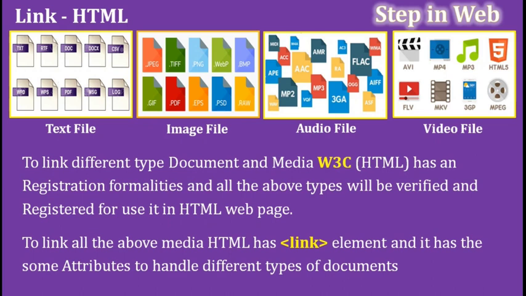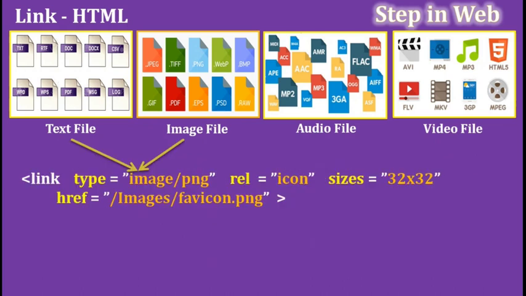It has some attributes. With those attributes, it will understand what type of document this is and what the format of the document is. Then, accordingly, it will communicate the instruction to the browser to show that file. You can see in the link document, the first attribute is the type. In the type attribute, you can see it has a two-part value.